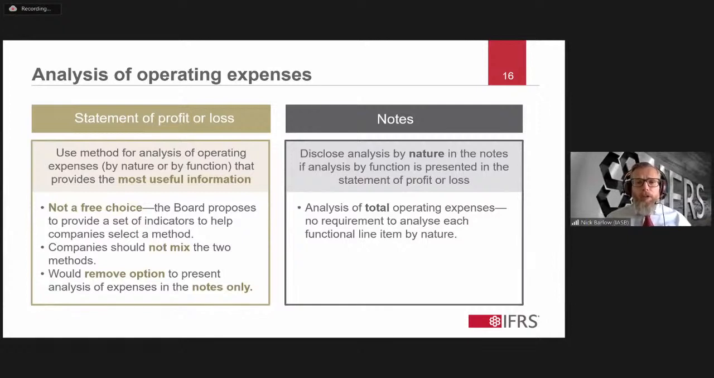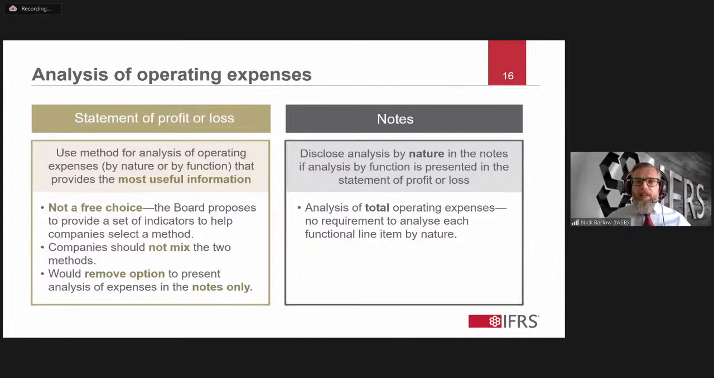So it would not be a free choice. The board's proposed some principles around deciding which provides the most useful information. An entity would then present either by nature or by function, meaning that it would no longer be a mix. There is, of course, an exception for minimum line items that may conflict with the most useful presentation. Those minimum line items would still be required. Outside of that, a mix would not be permitted.